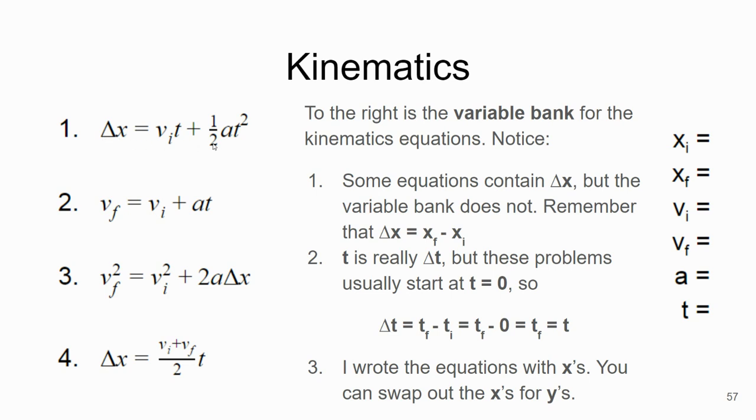So delta x equals, there's no x in 2, all this stuff, plus 2a delta x. And then finally delta x equals. So I've written them in x's, but some of our problems won't be horizontal. They will be vertical. So in those problems, just swap out all of your x's and plug in y's. And that works perfectly fine.